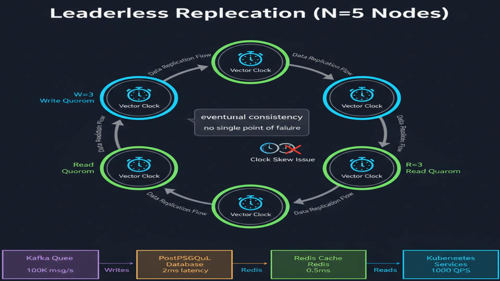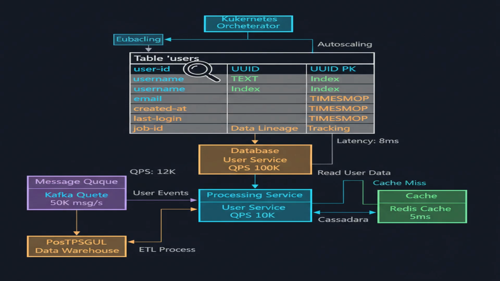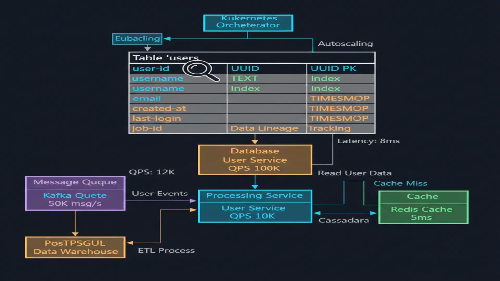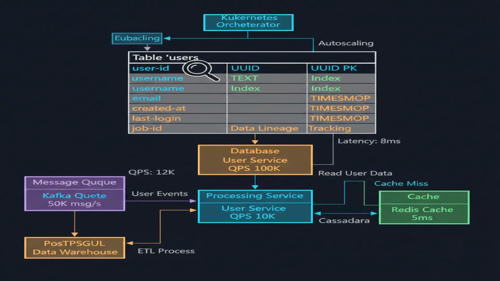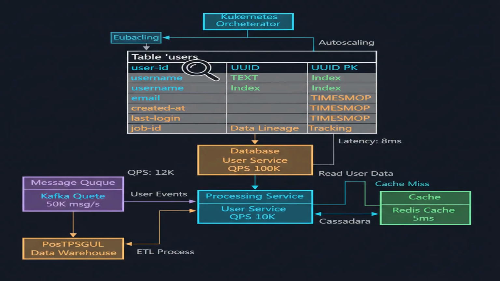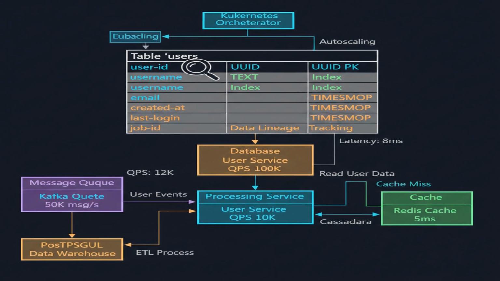Hinted handoff temporarily stores writes on a healthy node when another node is down, ensuring the write is eventually delivered when the node recovers. Having locked down the core logic, let's consider the data model. We'll use Cassandra for our leaderless replication, given its high availability and scalability. We chose Cassandra because it's designed for high write throughput and fault tolerance, making it suitable for our use case.